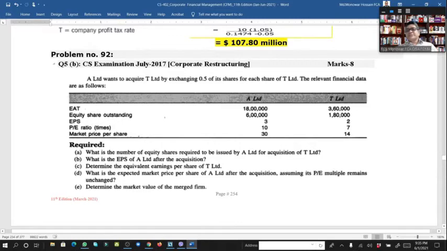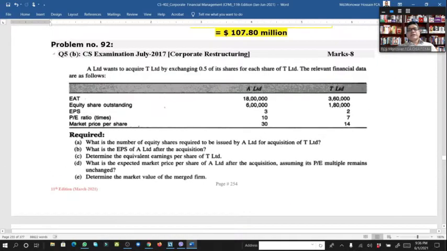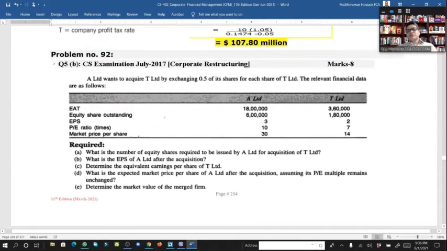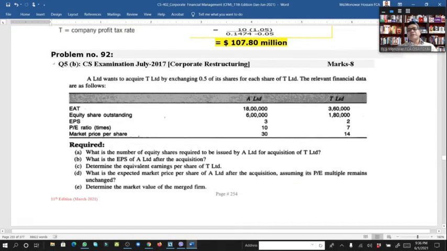T Limited's previous earning per share was taka 2. And what happened after the acquisition? Look here. Equivalent EPS would be 3.13 multiplied by 0.5, because the exchange ratio is 0.5. So once the EPS of the share is multiplied by 0.5, the equivalent EPS for company T is 1.56 taka. That means it is below their previous EPS.